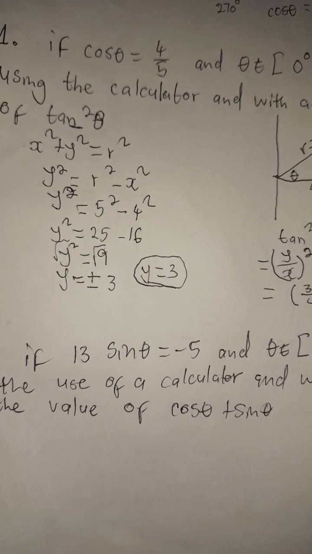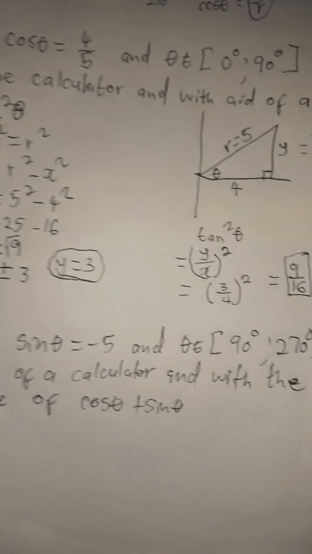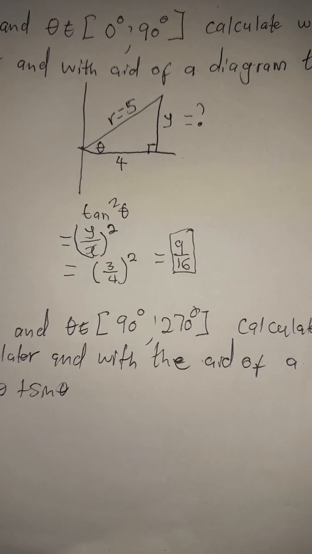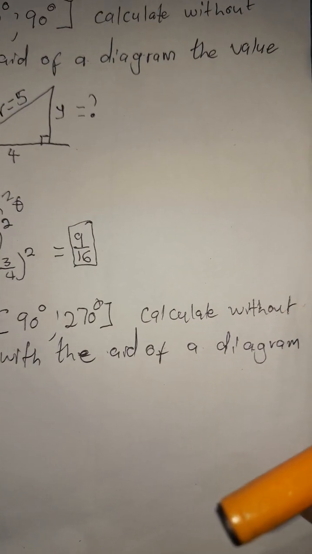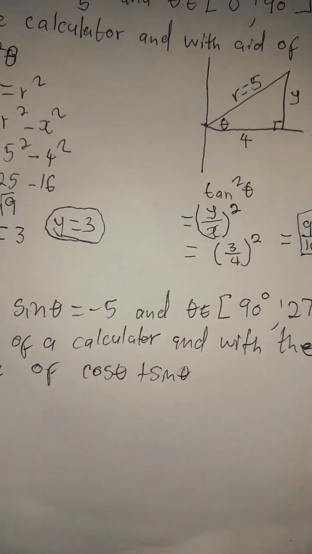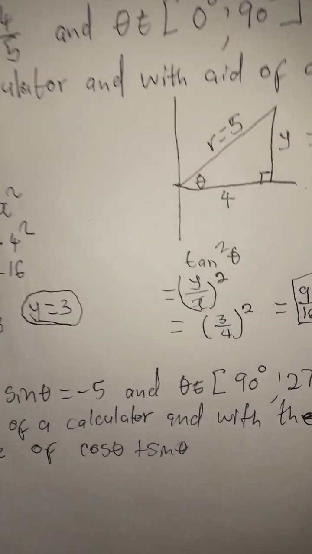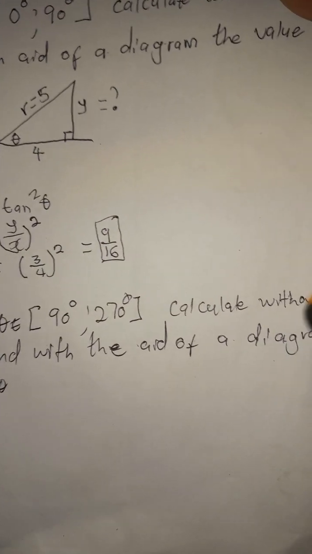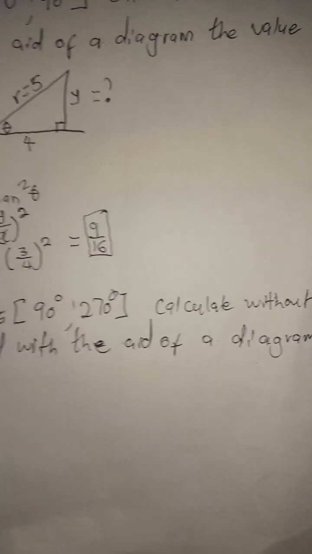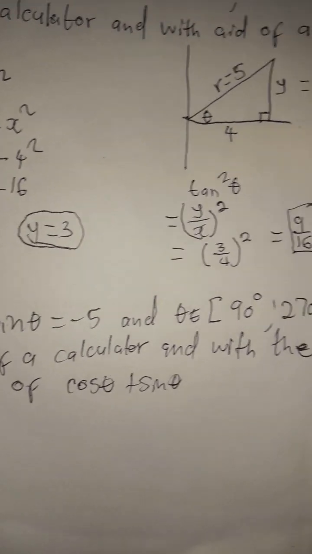The second question says, if 13 sine theta is equal to -5 and theta is an element of 90 to 270, calculate without the use of a calculator and with the aid of a diagram the value of cos theta plus sine theta.